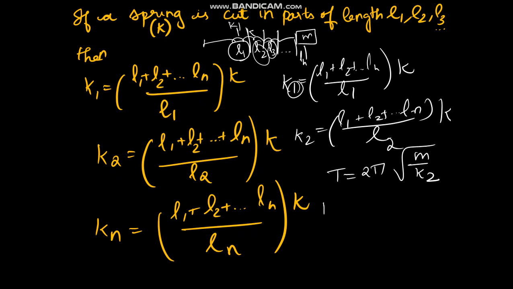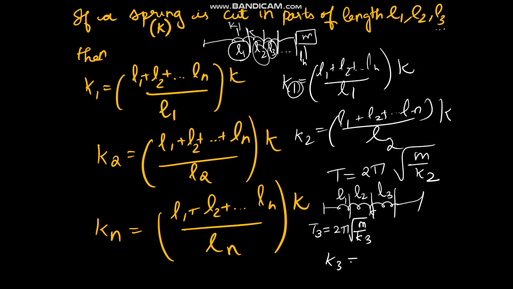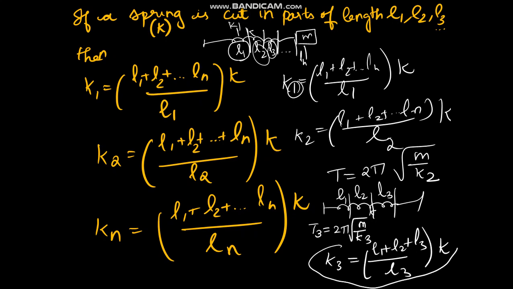Same as this, there is a spring of constant k, and you are cutting it into three parts. First part length is L1, second part length is L2, third part length is L3. If they are asking the time period of the third part, it is 2 pi root of m by k3. So how will we find k3? K3 is nothing but the length of all the parts divided by the length of the part you are finding, into the initial spring constant. From this you have to find the k3 value and substitute in this equation. So this is also a previous year question.